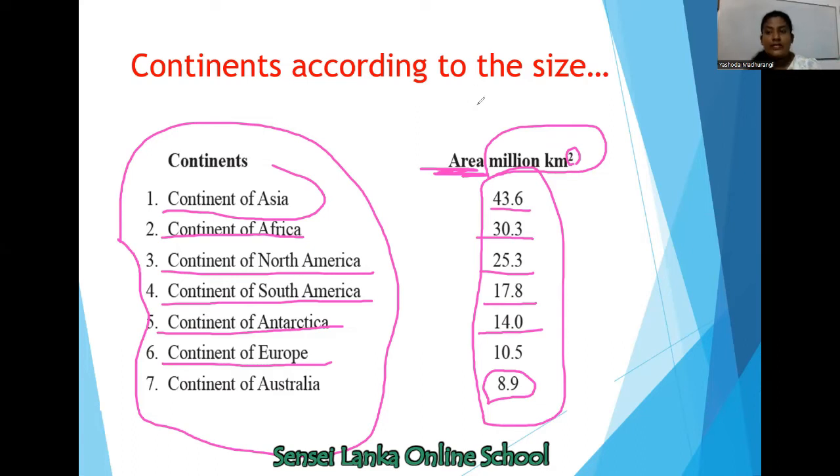There will be questions like that. What is the smallest continent in the world? What is the second largest continent in the world? It is Africa. What is the third largest continent in the world? It is the continent of North America. What is the smallest continent? It is the continent of Australia. So dear children, you have to remember these things.